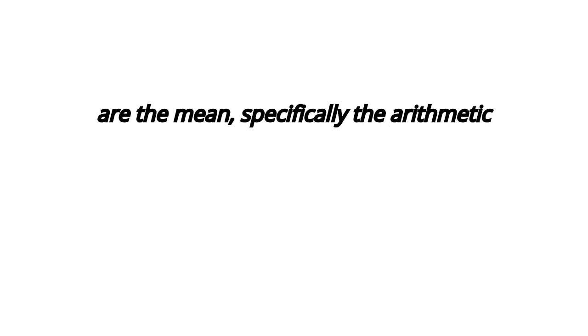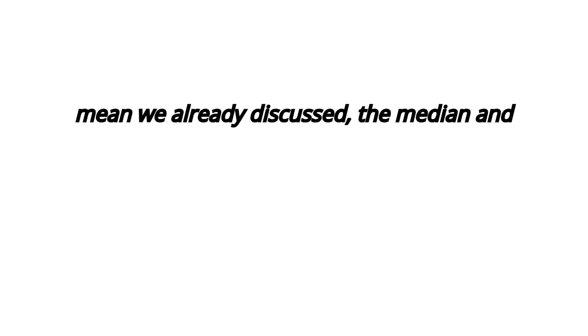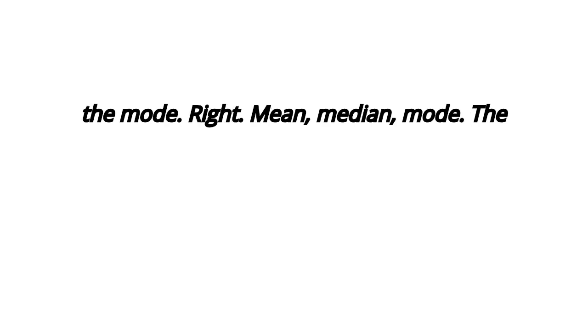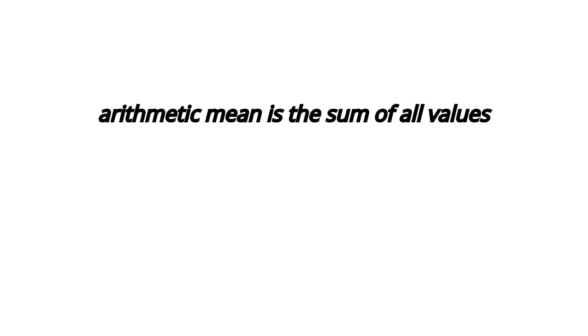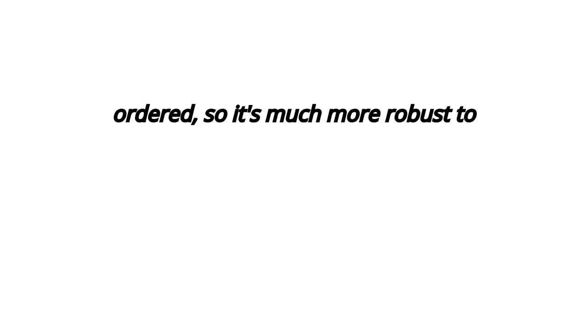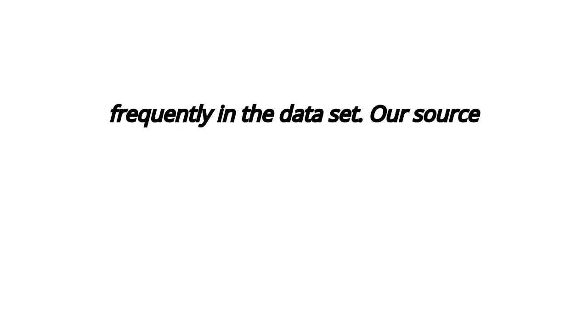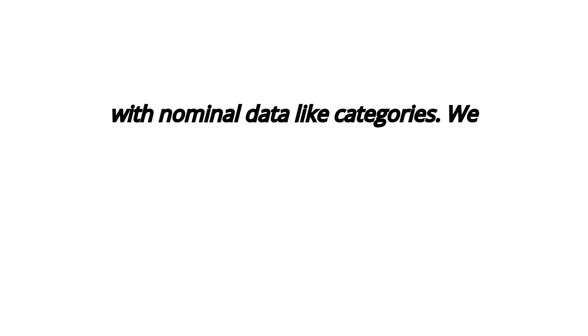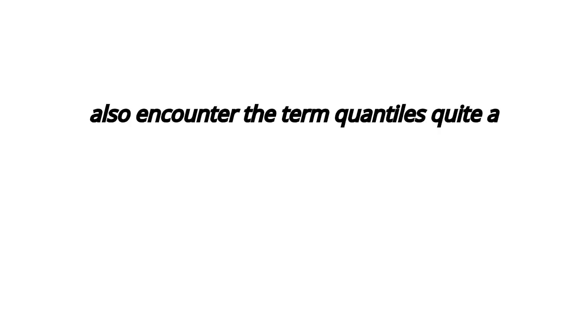The primary measures are the mean, specifically the arithmetic mean we already discussed, the median, and the mode. Right. Mean, median, mode. The arithmetic mean is the sum of all values divided by the number of values. We know it's sensitive to outliers. The median is the middle value when the data is ordered, so it's much more robust to those extreme outliers. And the mode is simply the value that appears most frequently in the dataset. Our source notes that the mode is really the only measure of central tendency you can use with nominal data-like categories.